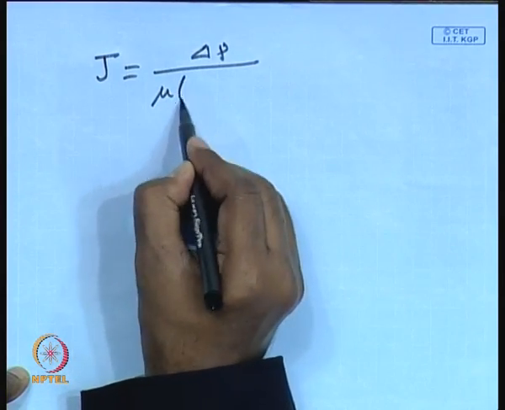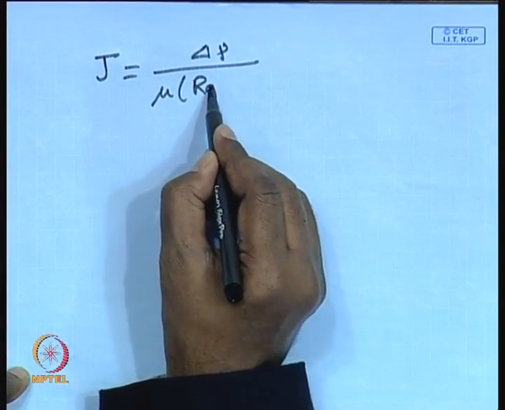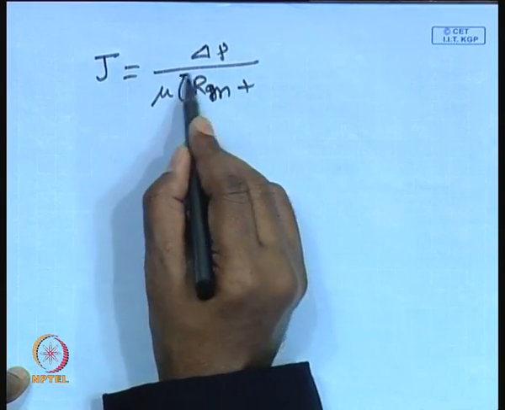Okay. Now, let us see what we get. So, we have the expression, and our aim is to find j as a function of time, and this will be delta p divided by mu (Rm plus Rg), and what is our Rg?